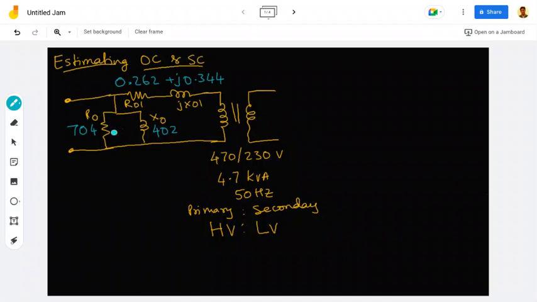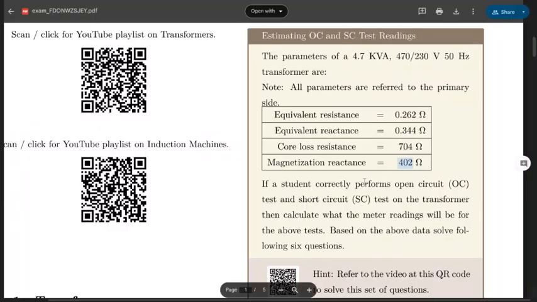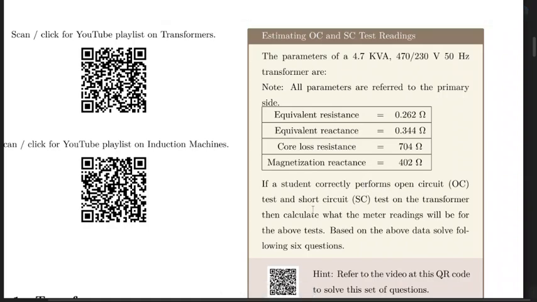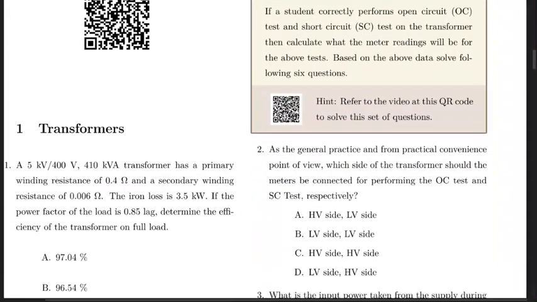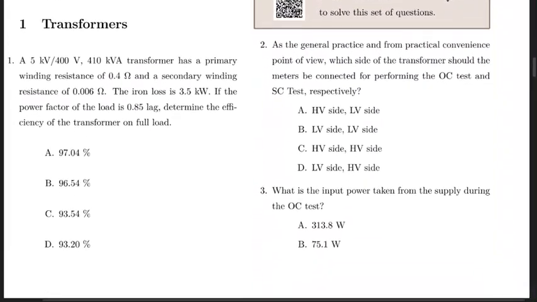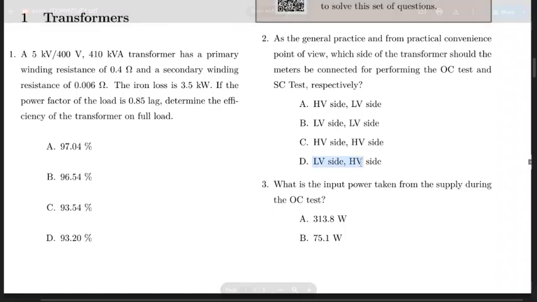So now let's conduct the OC and SC test. Let's look at the first question. If a student correctly performs open circuit test and short circuit test on a transformer, then calculate what the meter readings are based on the above data, following the six questions. Now, as a general practice and from a practical convenience point of view, on which side of the transformer should the meters be connected for OC test? And this I have already mentioned. So the answer here is D, the LV side and HV side.